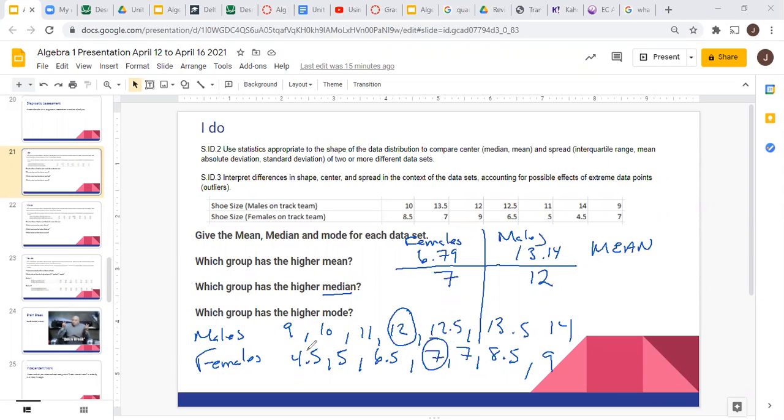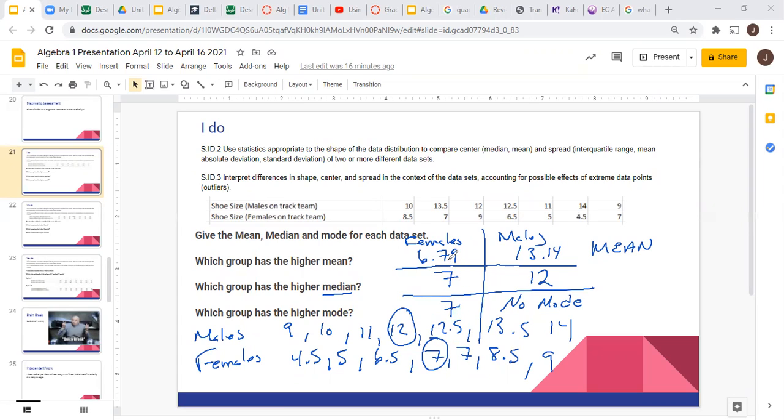And then the last thing to consider is the mode. The mode is what happens the most frequently. When we look at the male athletes on this team, they all have unique numbers, so we say no mode. There's nothing that happens most frequently. But when we look at the ladies, we see for the females listed here, 7 happens twice. So that happens the most.